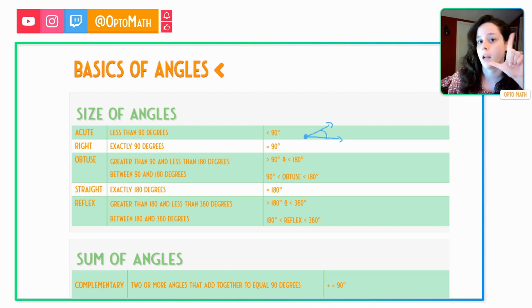Next we have right angle. You'll see me use this symbol to represent right angle a lot of times because it's just an easy visual representation. You think about this is a corner. So a right angle is exactly 90 degrees. Think about the corner of a piece of paper, or the corner of a rectangular picture frame, or the corner of your computer screen, or your phone.